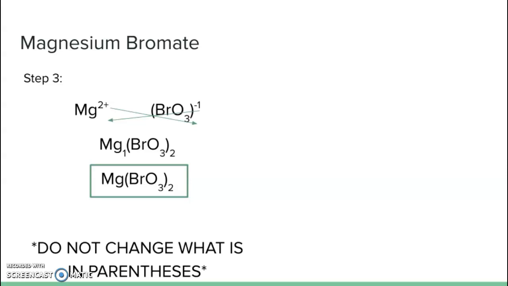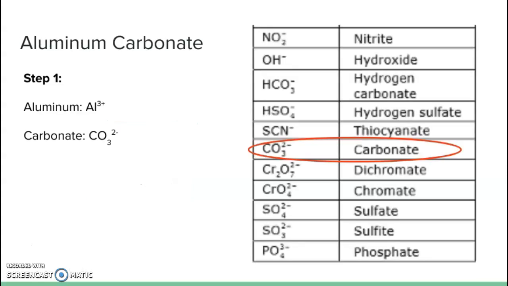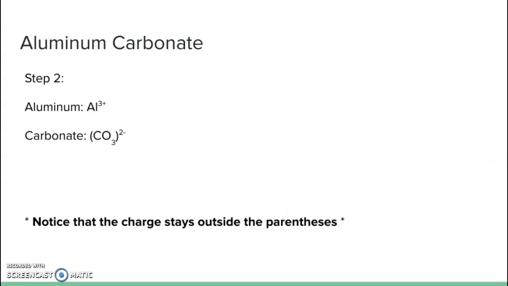Let's look at another example. Let's look at aluminum carbonate. So when I break it apart into ions, I have aluminum 3+. Carbonate, the ATE tells me it's going to be on my chart, so I find carbonate, and I see it's CO3 2-. My second step is to put my polyatomic ion into parentheses. Notice that my charge stays outside, keep the -2 out, but everything else I'm never touching ever again.